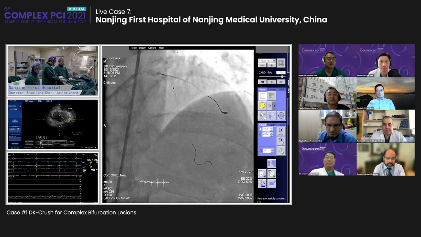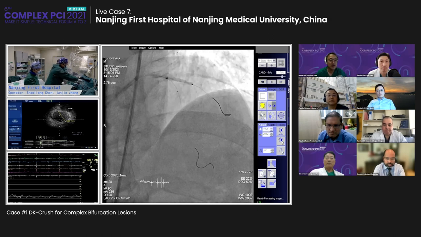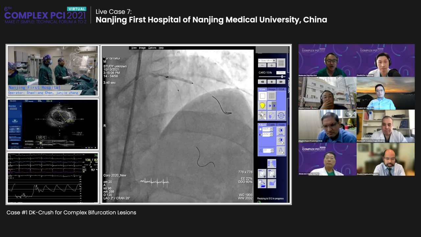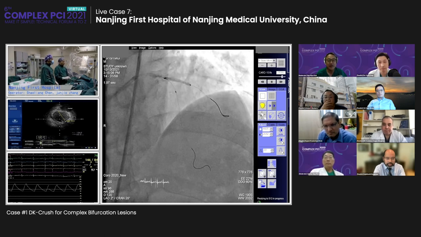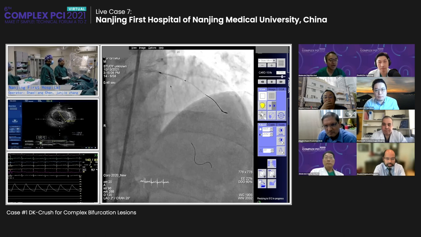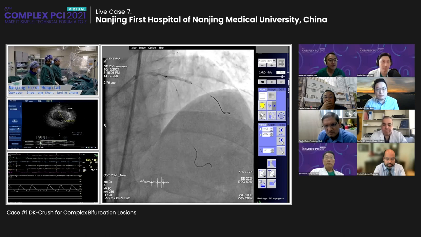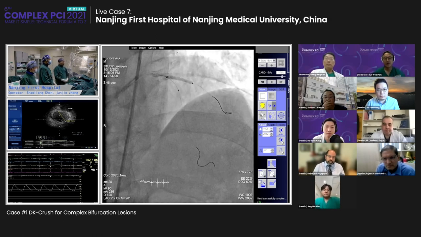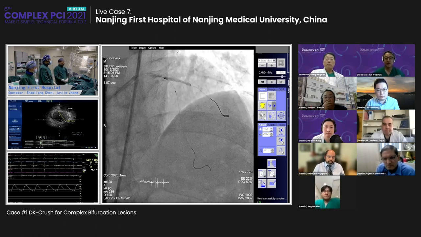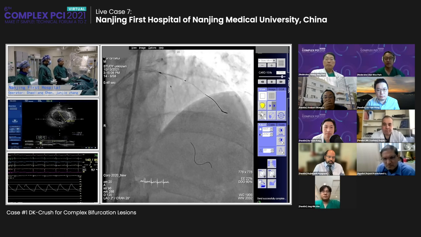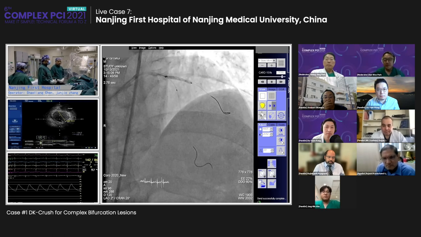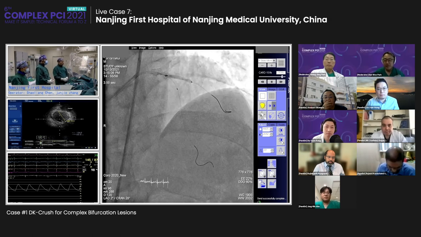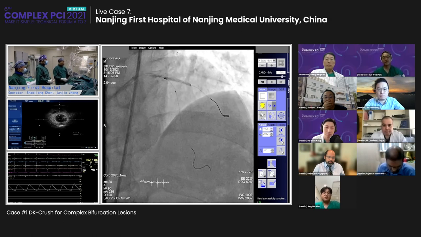All right, proceed. Okay, what size of side branch stent are you using? Is it 2.5? Yeah, 2.5 by 18. What kind of drug-eluting stent? Yeah, actually it's a local DES from MicroPort. I think it's the best local DES in China. According to the angiography and IVUS, the lesion length in the diagonal is around 16 millimeters, so I used the 18 millimeter stent.